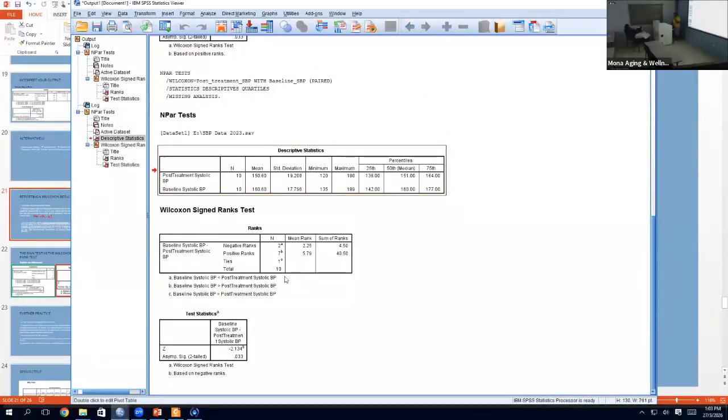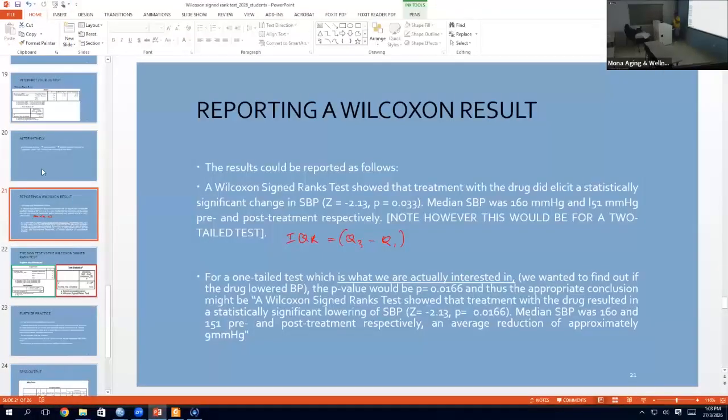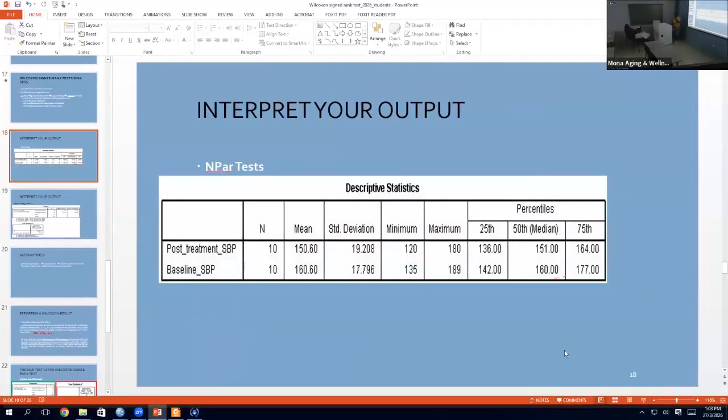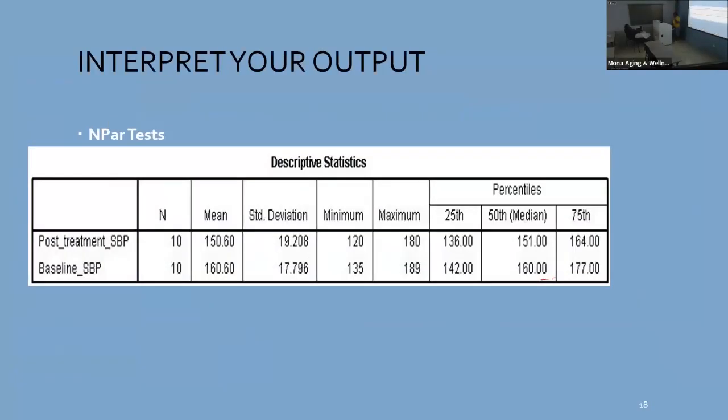Right. So let me go back to the descriptive table and help you to put it together. So in this case, this is Q1. So this column is Q1. That's Q2 for your medians, and this is Q3. So you can report the IQRs as well.